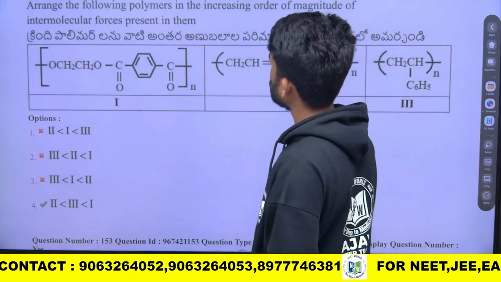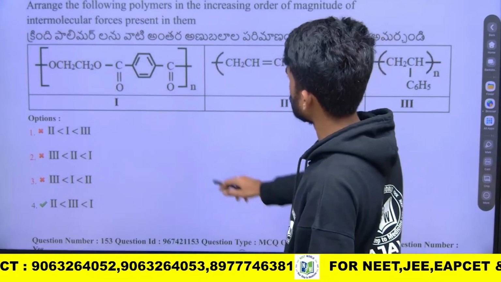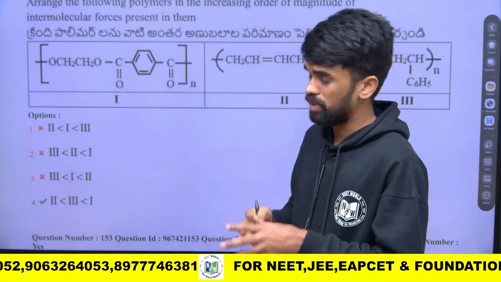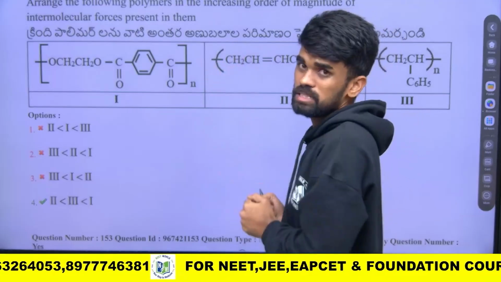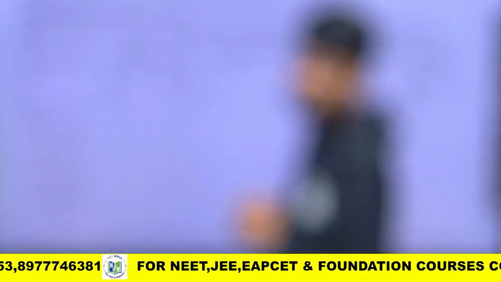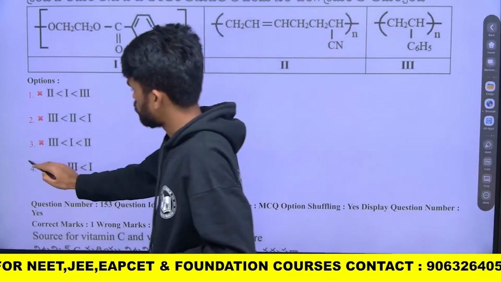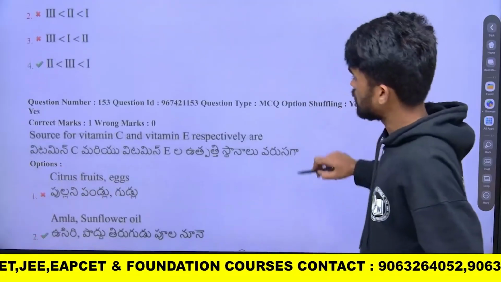So intermolecular forces, increasing order of intermolecular forces. So for this, the more polar a compound is, the more dipole interactions it will have. So 1 is more, then 3, then 2. So fourth option is correct for this question. Okay, then next.